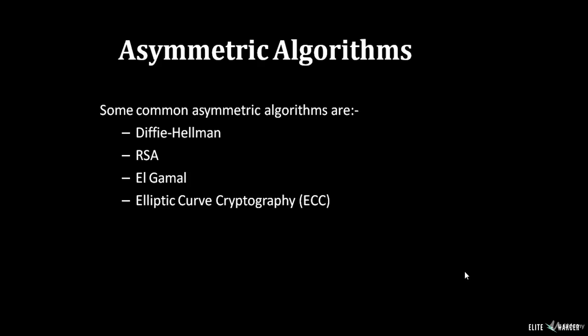Now, some common asymmetric algorithms. First is Diffie-Hellman. It was the first widely known public key cryptography algorithm. It computes discrete logarithms over a finite field and provides a means for secure key exchange over an insecure channel. The second is RSA. It stands for the inventors' names, Rivest, Shamir and Adleman. It relies on the difficulty of finding the prime factorization of large numbers.